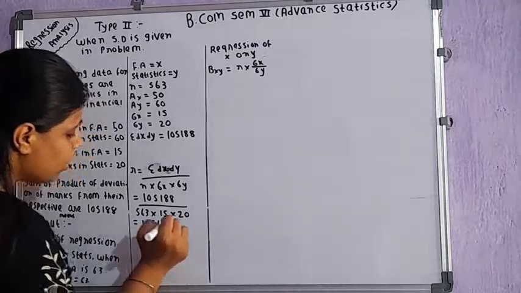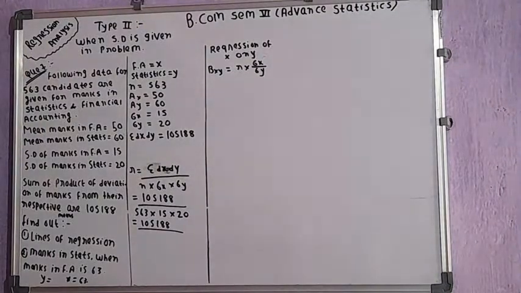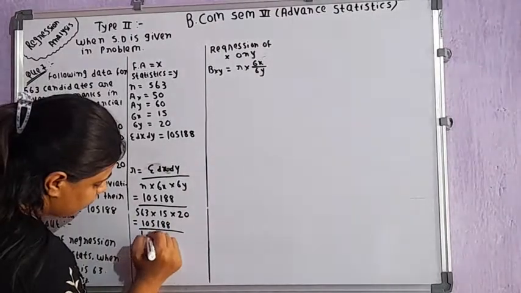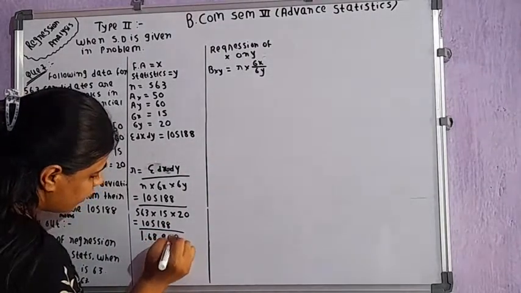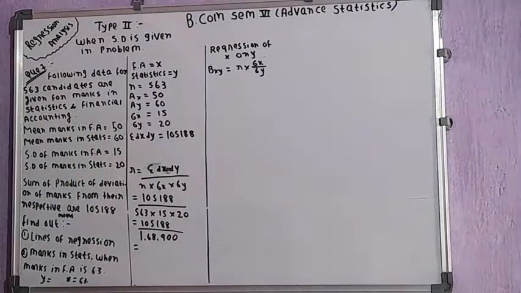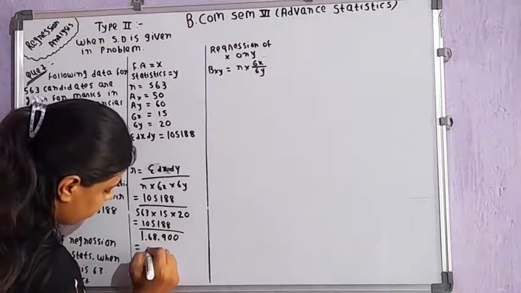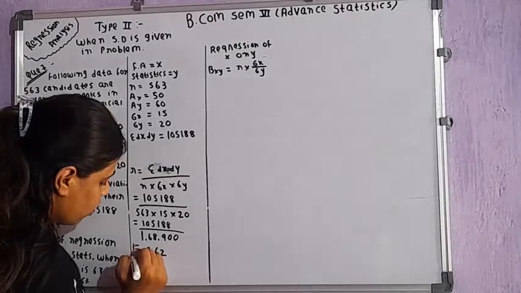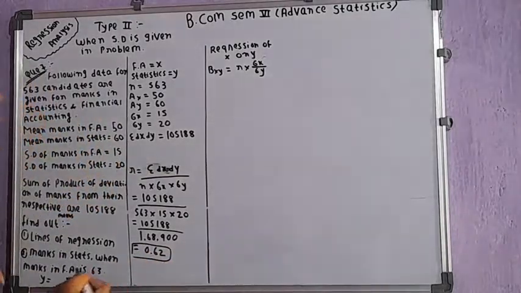So 105,188 upon 563 into 15 into 20. So it comes to 1,68,900. So 1,05,188 divided by 1,68,900. It comes to 0.62. Okay, we are taking up to 2 decimal point. So 0.62. So here we have got the value of r as well.